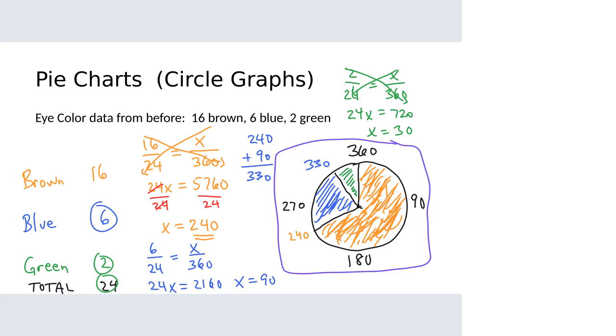I can see at a quick glance looking at this that more than half of the students have brown eyes. Bang, quick glance. And the smallest number of students have green eyes. Again, at a quick glance, I can see that. And that's sort of the value of a pie chart, is it lets me see things really quickly, just at a quick glance. I don't get the raw data, but I can make easy comparisons with a pie chart.